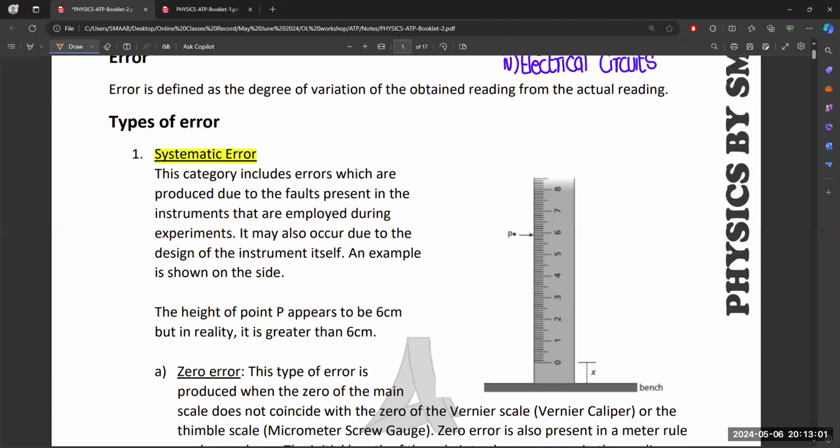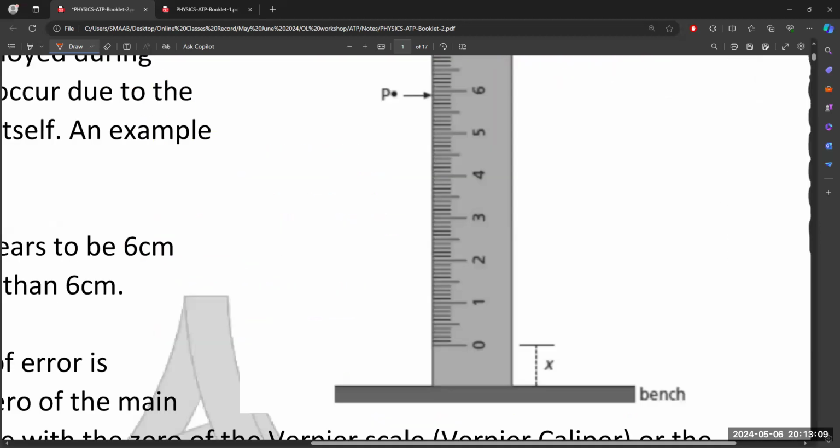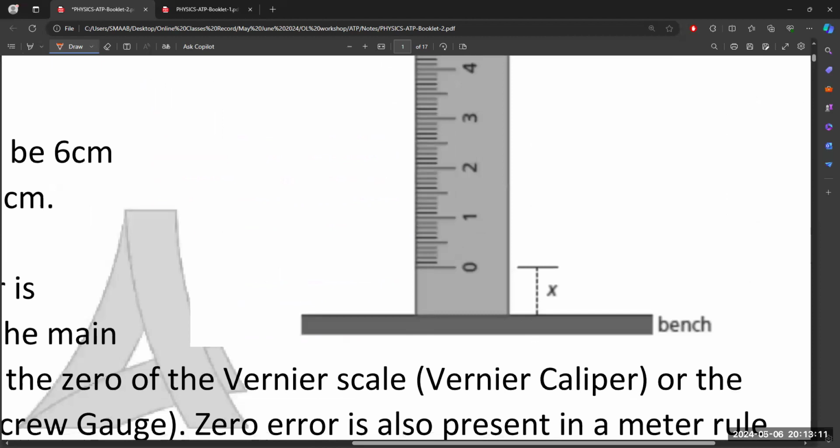Or sometimes you do not correctly take the reading from the ruler. For example, if we zoom in on the ruler, you know that between 0 and 10, there are a total of 10 divisions. And if they ask you to find out the minimum length that we can measure from this ruler, so what is the minimum length we can measure from this ruler?